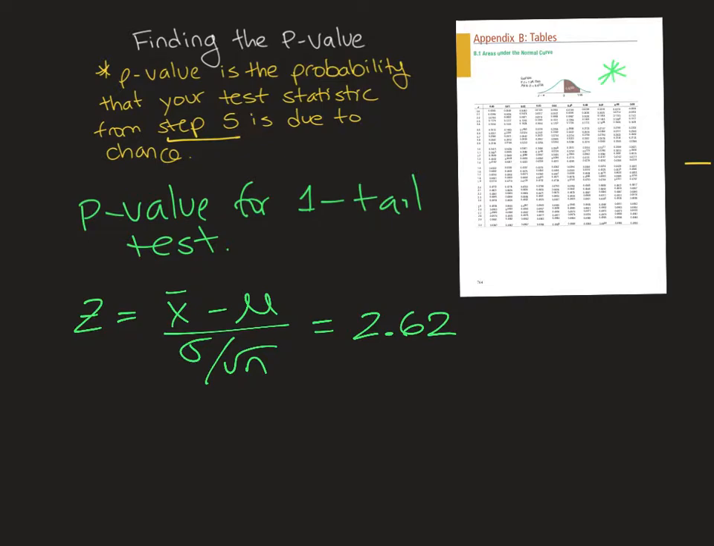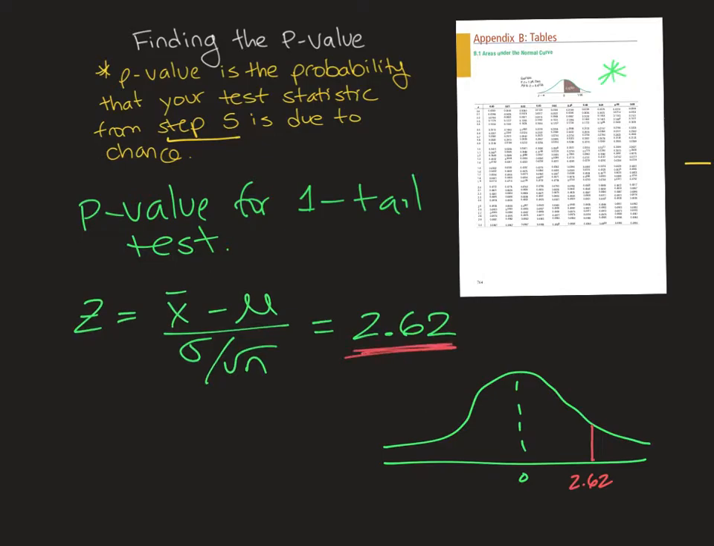So let's find what the p-value is. The first thing we do is we redraw our distribution. So here's our distribution. Here's 0. And here is our z-statistic we calculated in the previous part. This is not the critical value. This is the test statistic. So the p-value is the area here in the tail of that distribution.